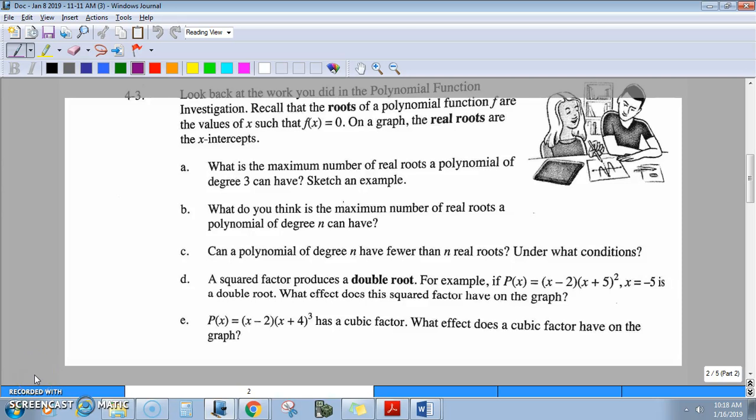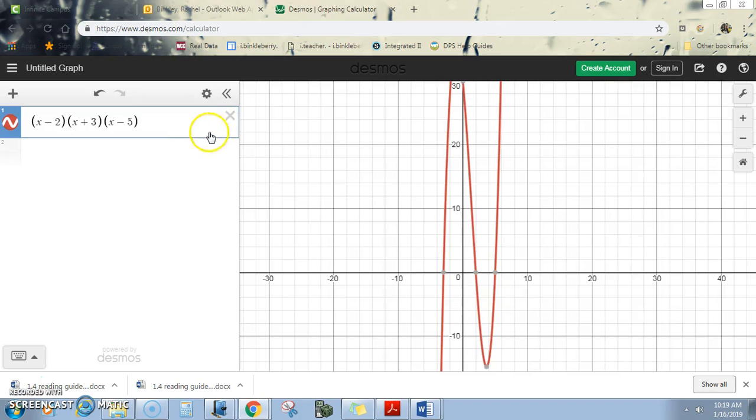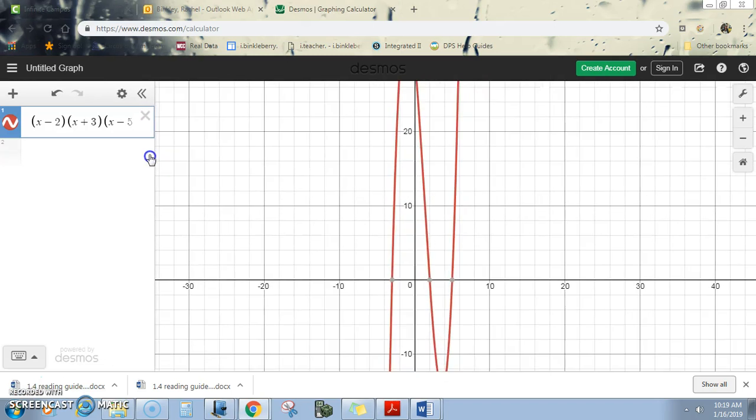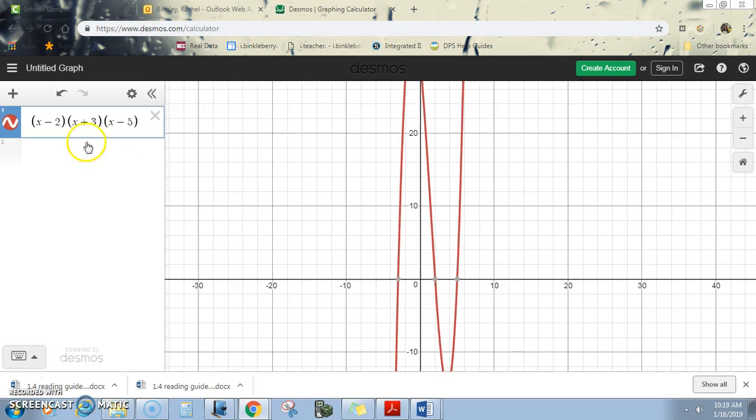Hey everyone, question 4.3a wants to know the maximum number of real roots a polynomial of degree 3 can have. So a polynomial of degree 3, if we just did a basic set of zeros and you had 3 separate zeros there, I'm not going to sketch it here, but I have it on Desmos. The equation I did was x minus 2, x plus 3, and x minus 5. So as you can see, look where the hand's pointing on the x-axis there.